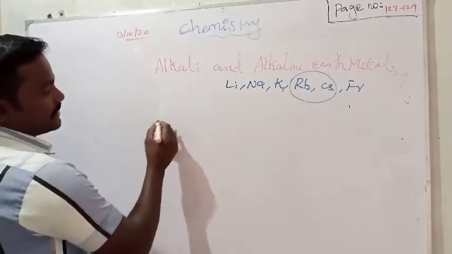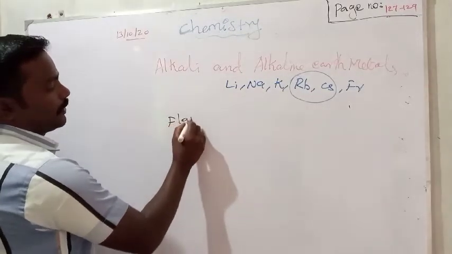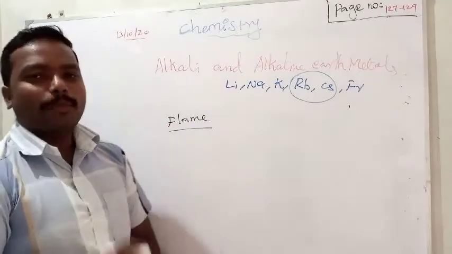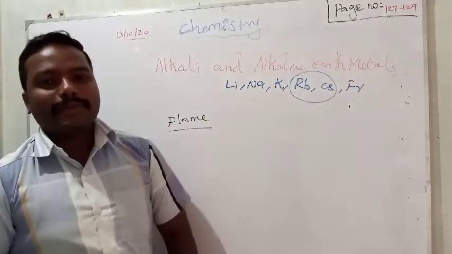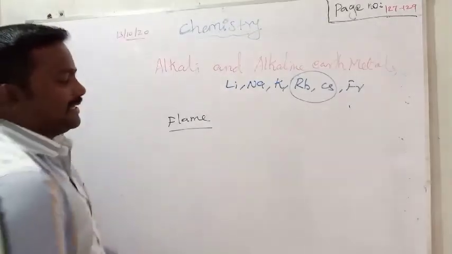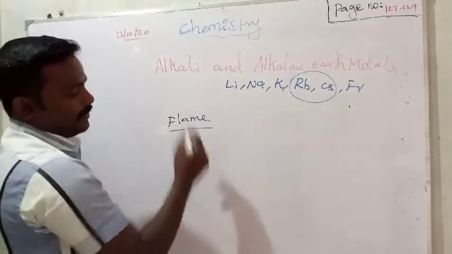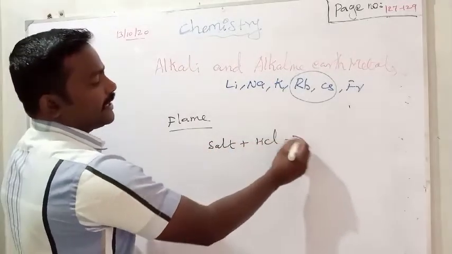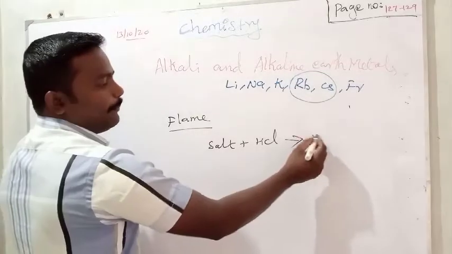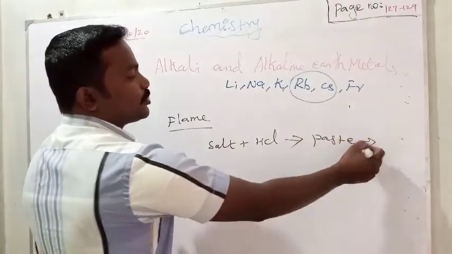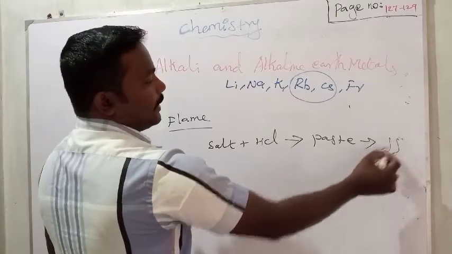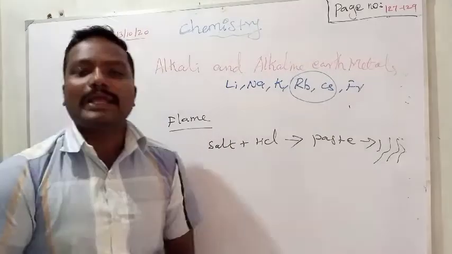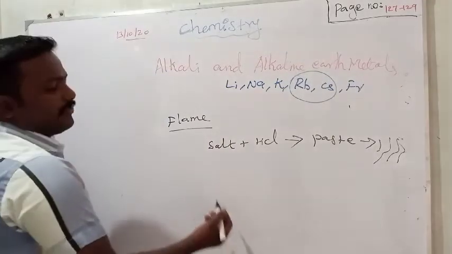See, flame test. Usually in chemistry practicals, some first group and second group elements are identified by the flame test. What is the flame test? The salt of the first group elements is mixed with hydrochloric acid. That paste is introduced in the flame. If you introduce this paste in the flame, it will produce different colors. How are they producing the different colors?